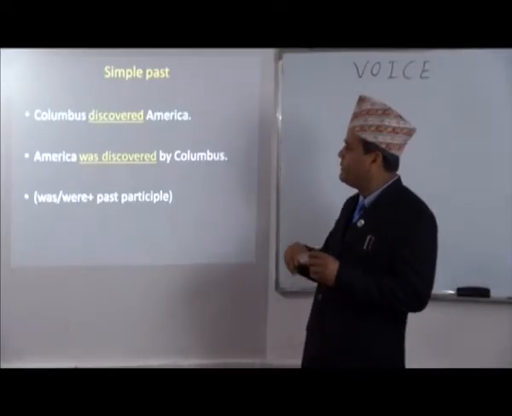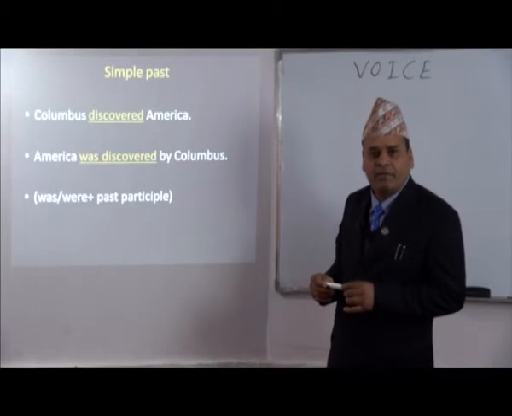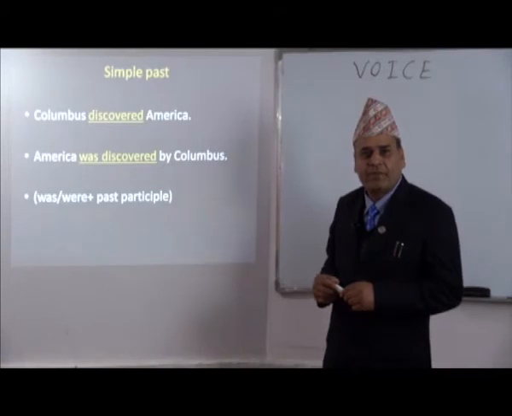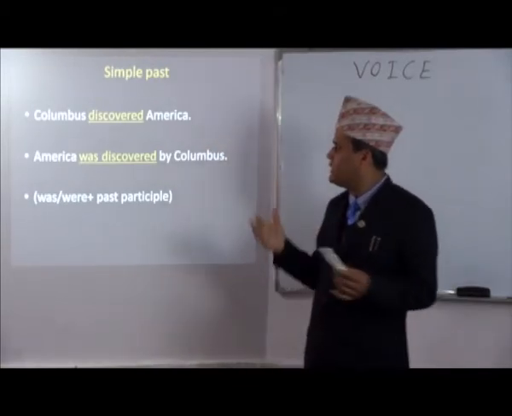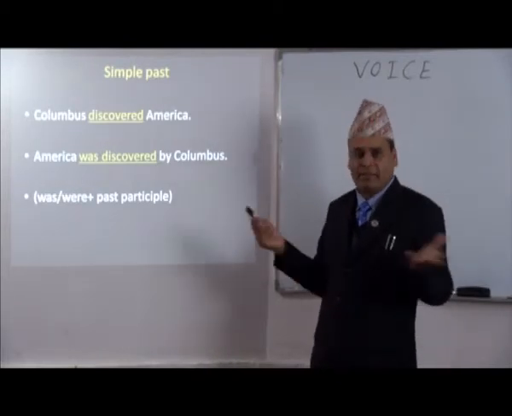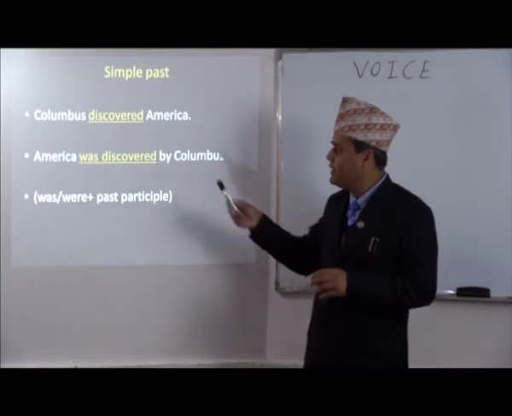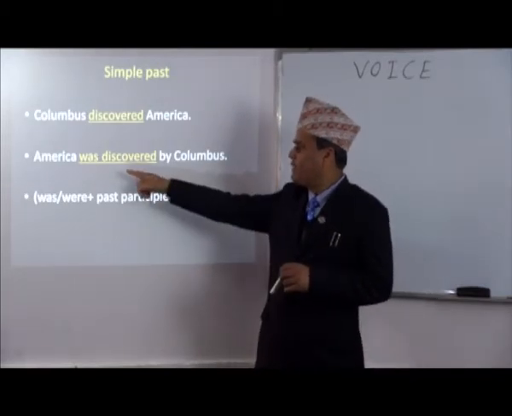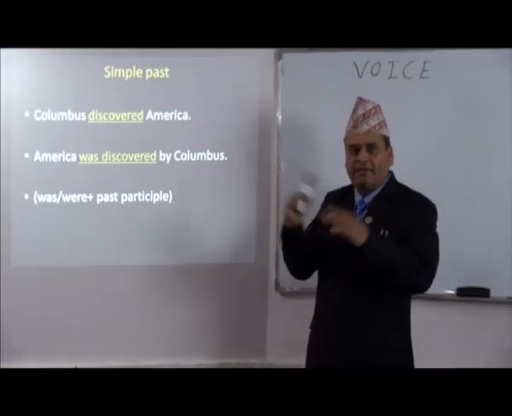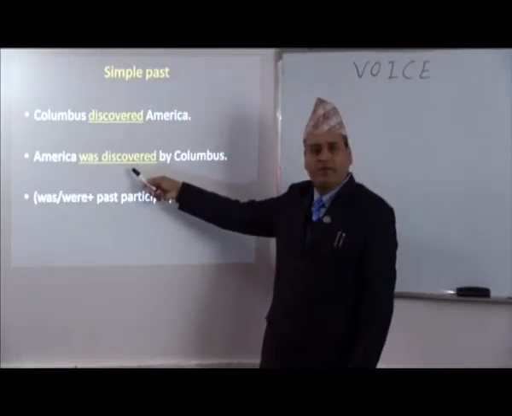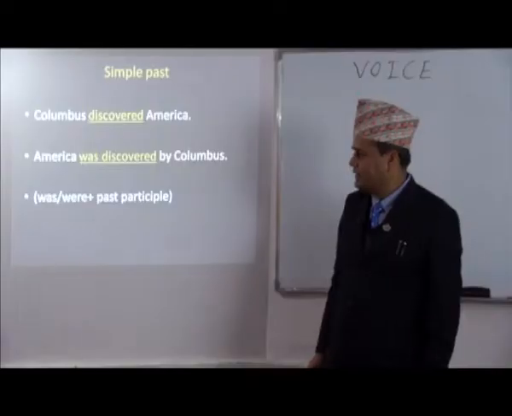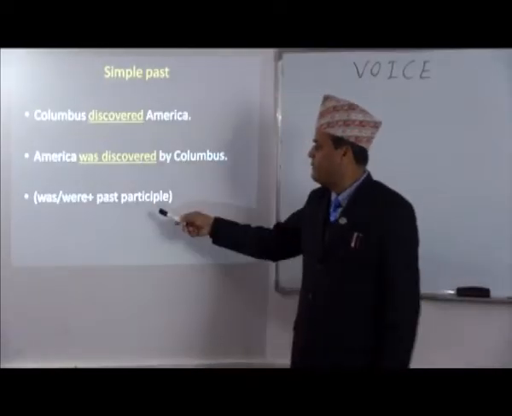Alright, when we move to simple past tense, here we find the past form of the verb, obviously, that is simple past. Here we see Columbus discovered America. In this sentence, the verb is in past tense, that is simple past. And when simple past tense comes, we use this form, you see, was discovered. Subject and object are interchanged as usual. And I would like to focus you on the verb, that is was discovered. And you can look at the formula here, that is was or were and past participle.